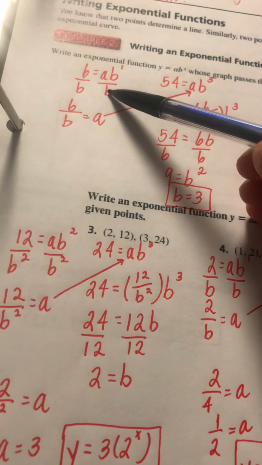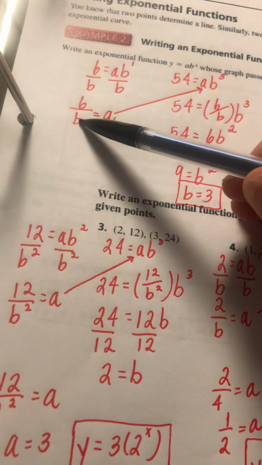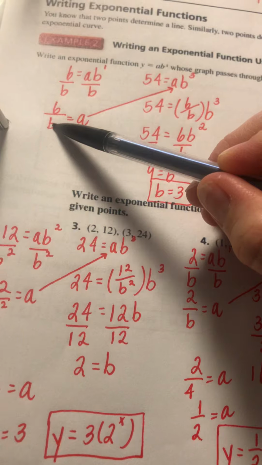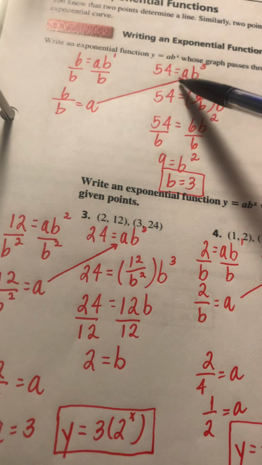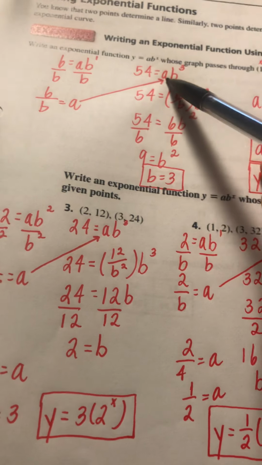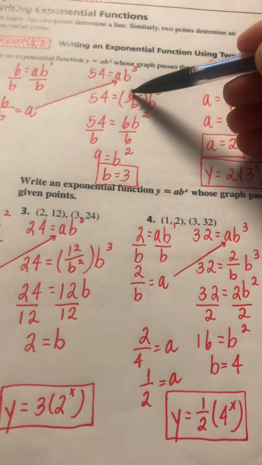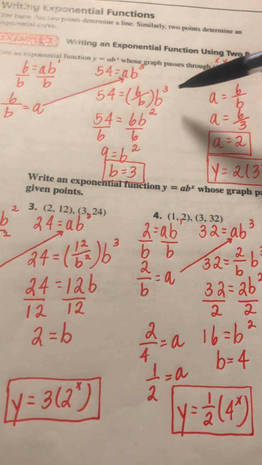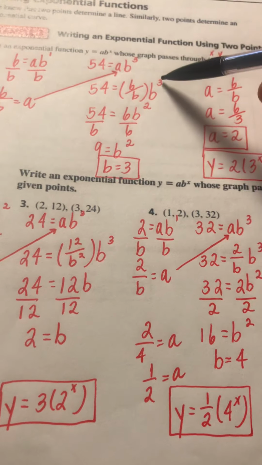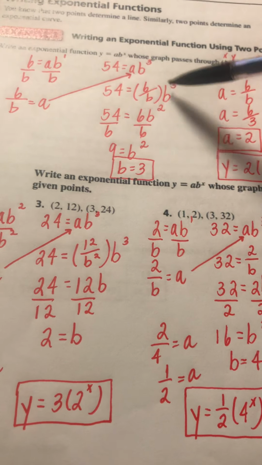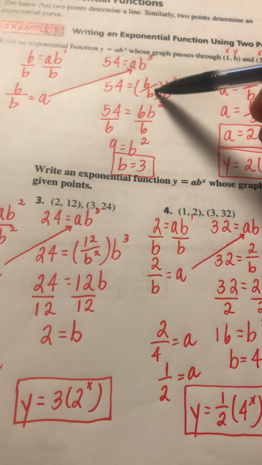Over here, I want A by himself, so I'm going to move B to the other side. So I'm going to divide by B. So once A is by himself, I'm going to put him where A is in the other equation that you wrote down at the beginning. So where A is, I have 6 over B, and I have a B to the third also there. If I have 3 B's here and 1 on the bottom, 3 minus 1 is 2.